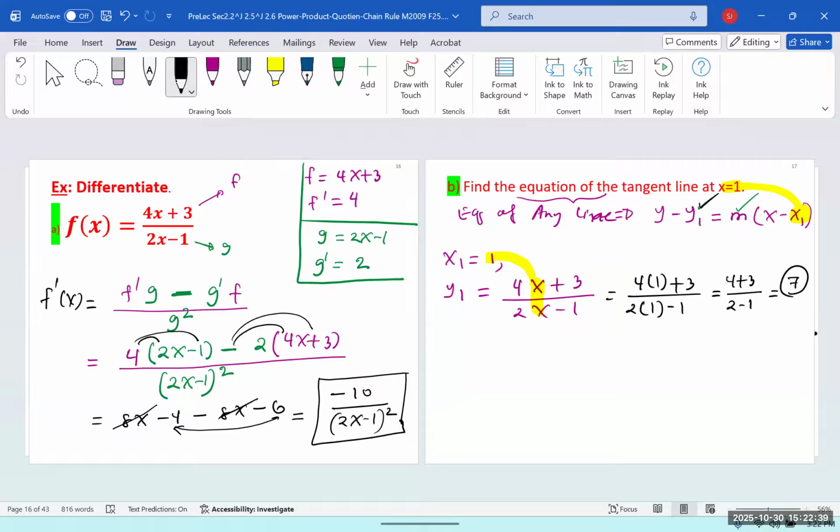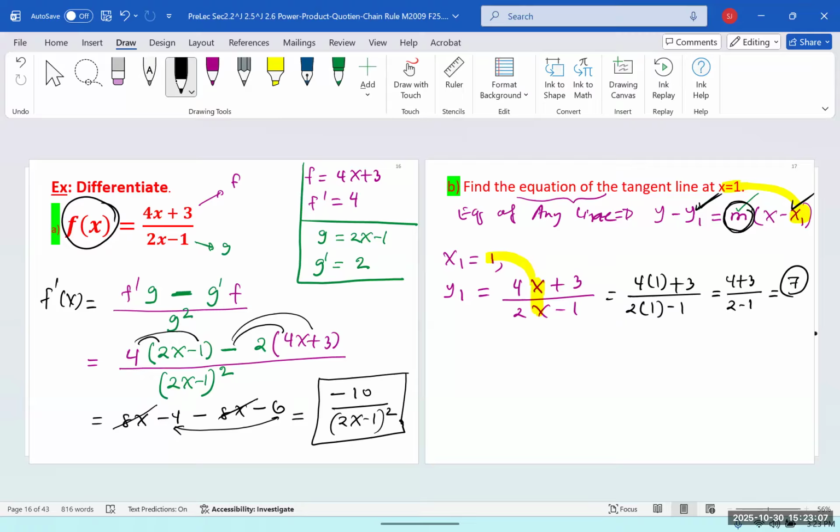So we found our y1. So we have x1, we have y1. I'm not using the derivative, I'm using the original function, because the x1 is from the original function. So to find its pair, the y1, you must go to the original function. And now the only thing we don't know is the m.